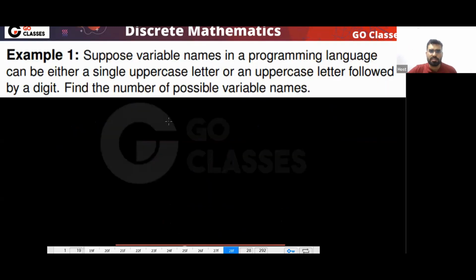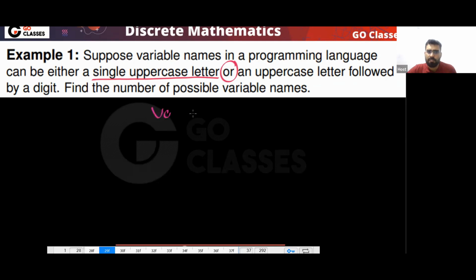Tell me what is the answer for this. Suppose variable names in a programming language can be either a single uppercase letter or an uppercase letter followed by a digit. So how many possible variable names can you create? The answer is very simple.